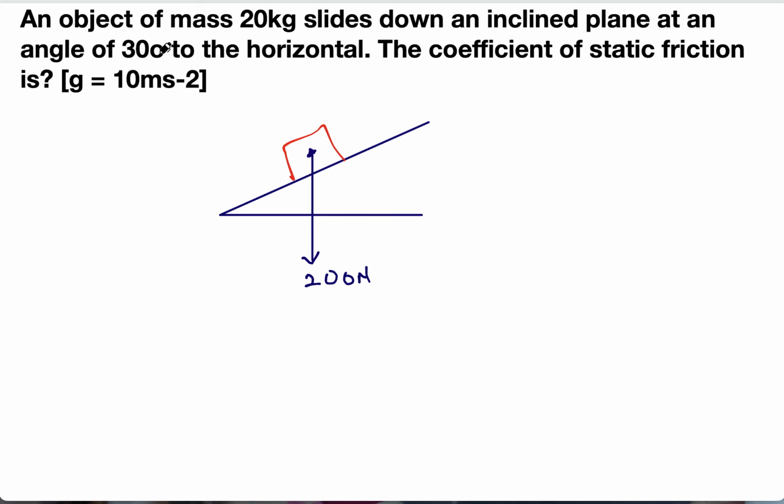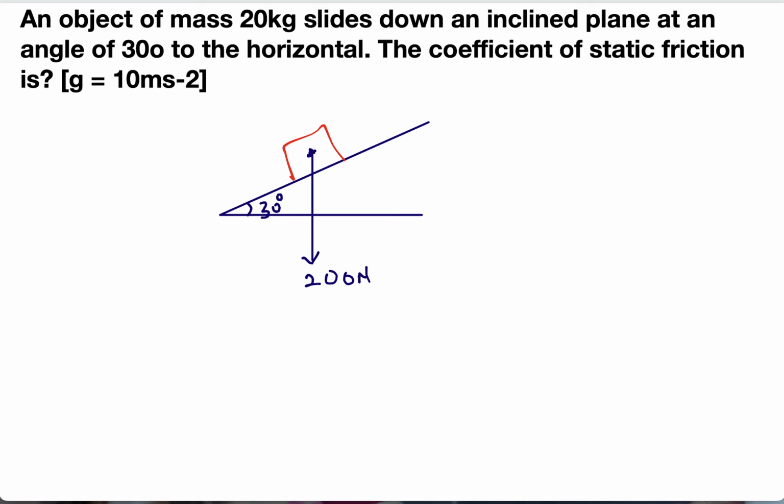Now let's look at the other thing that is happening in this problem. It's sliding down at an angle of 30 degrees. So this is 30 degrees. What we know is that there's going to be a normal reaction on the surface of interaction between these two, the inclined plane and the block itself. There's going to be a normal force.